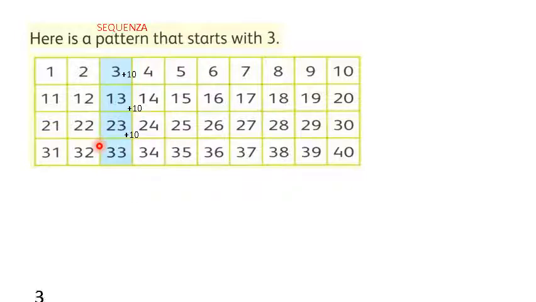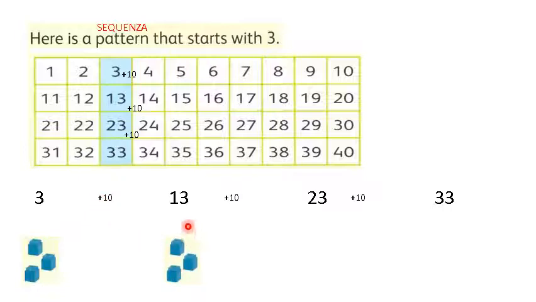Okay, let's take a look at that again. 3 plus 10 is 13. 13 plus 10 is 23. 23 plus 10 is 33. So we start with 3 and then we go plus 10.